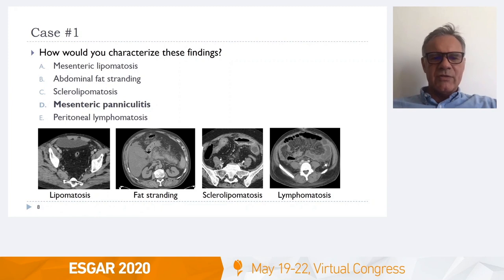It's a reactive process to an aggression in the peritoneum, for instance, pancreatitis or diverticulitis, which is not the case here. Scleroderma is the consequence of Crohn's disease, and of course, it's not the case in that patient. And lymphomatosis is for lymphoma, the equivalent of carcinomatosis.